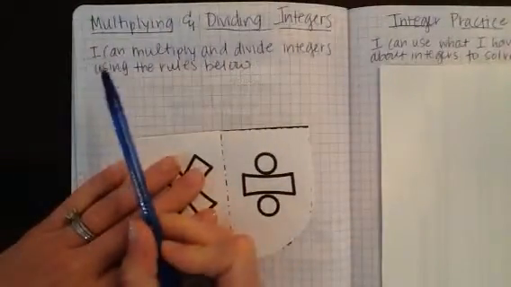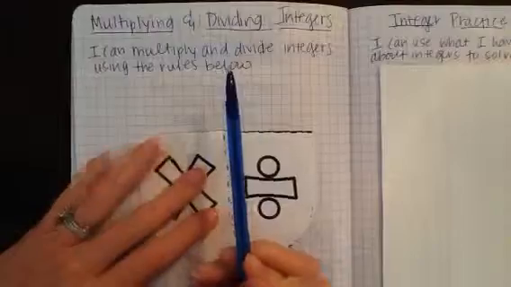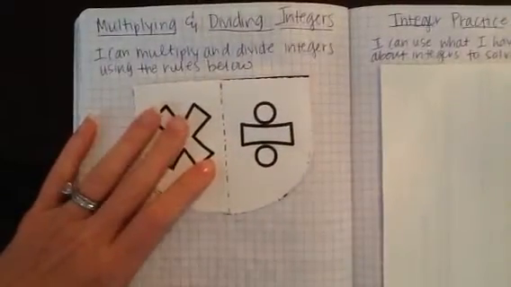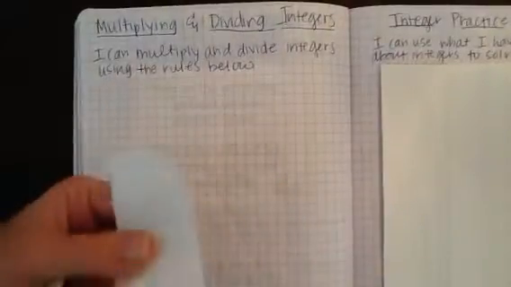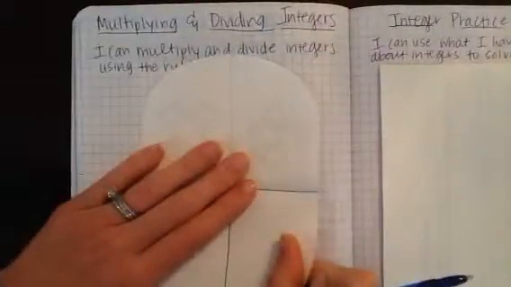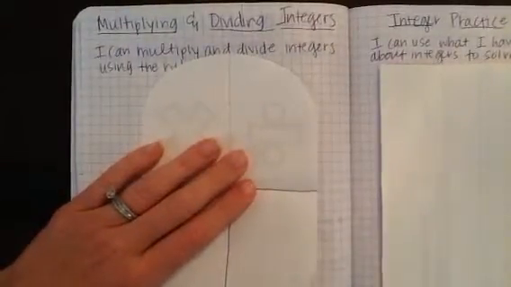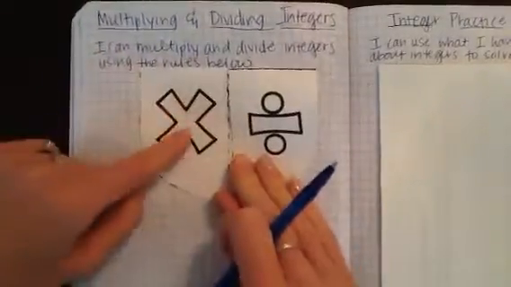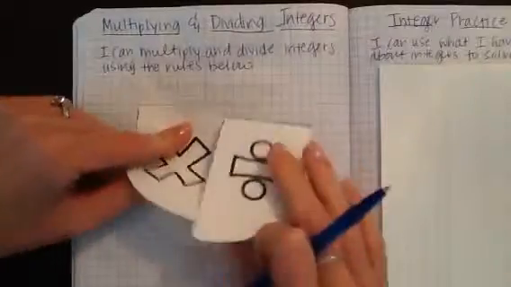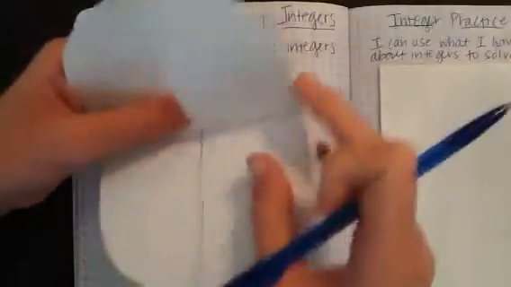The target for today: I can multiply and divide integers using the rules below, or just the rules in general. I just said below because they were going to be below. I suggest you take notes this time and then glue it in. We kind of change that up a little bit as we go through, but this obviously means multiplication, and this is division. So when we flip them up, we're going to be able to see the rules for each.